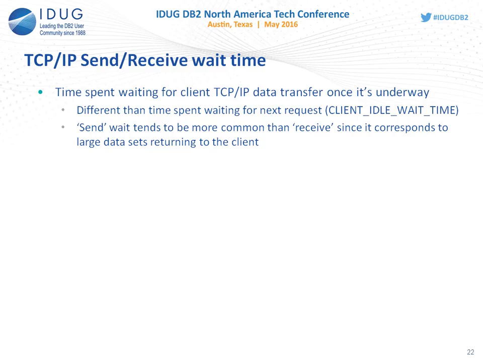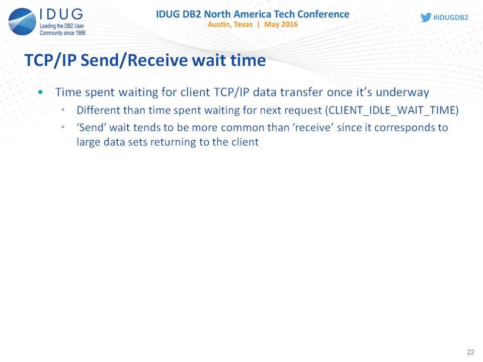This is different than client idle wait time. This time only starts running once we start flowing data over the network. Typically send wait time is more common than receive because that's DB2 pushing out a result set to the client. DB2 will almost always choose a blocking cursor if it can, but in some cases it may need a little bit of encouragement. So this is a good thing to check into if you're pushing out big result sets.